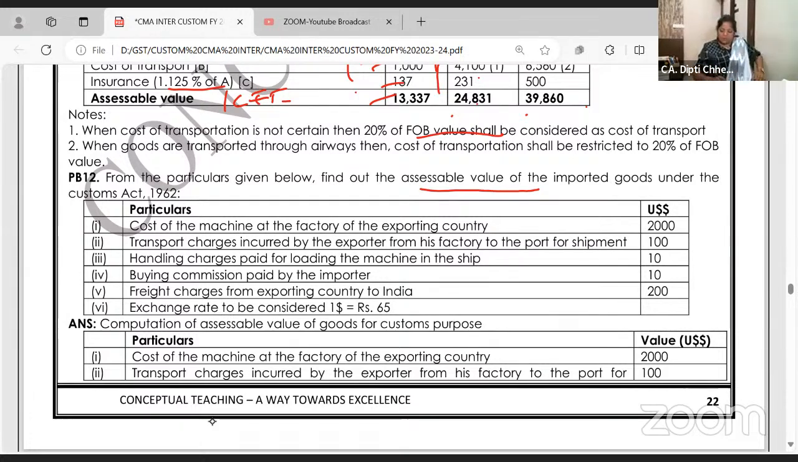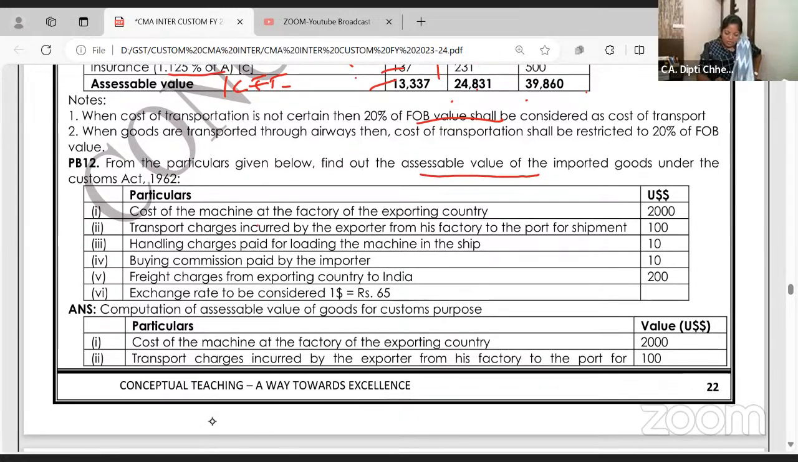So first, cost of the machine in the exporting country, particulars and amount. Transport charges incurred by the exporter. Yes. Handling charges paid for loading it in the ship. All the expenditure until the ship is bought for export. Will you add 10? Yes. Buying commission paid by the importer? No. Buying commission is paid to third parties to help us in import. That's not added.